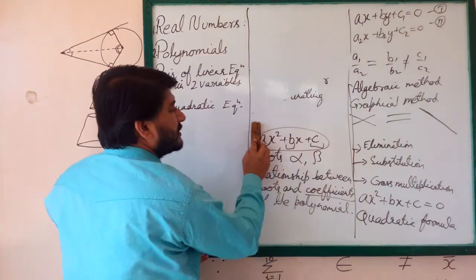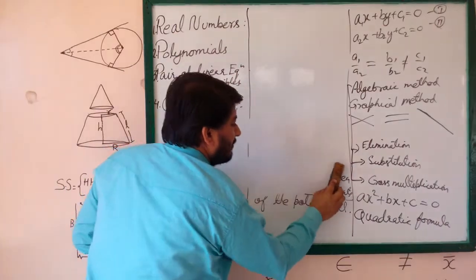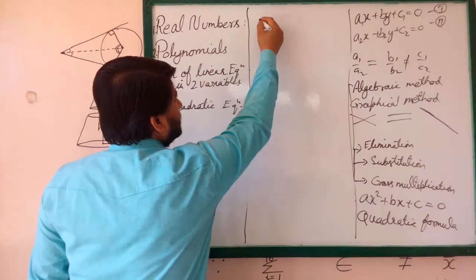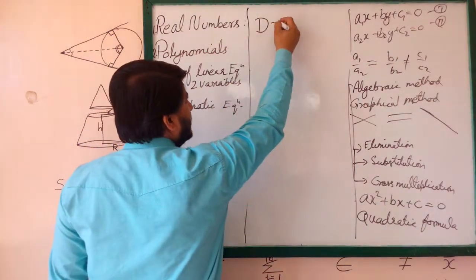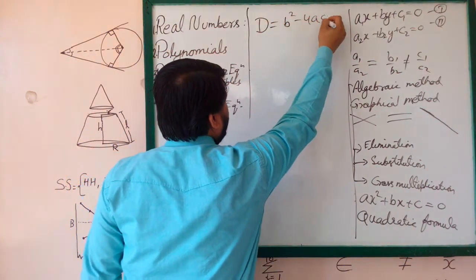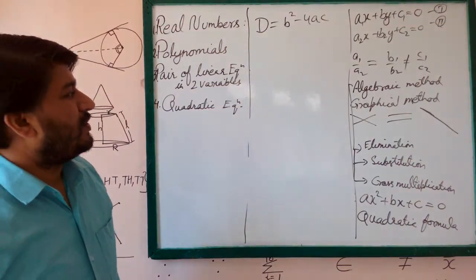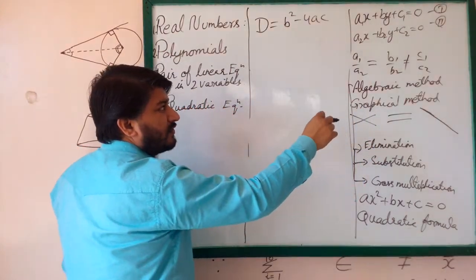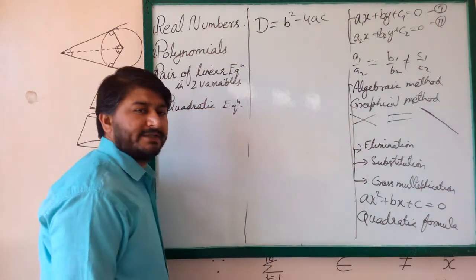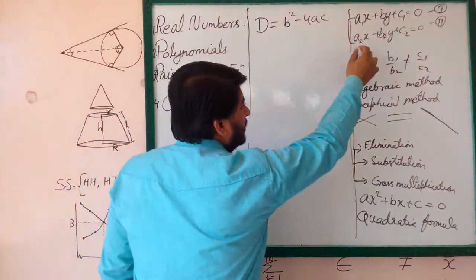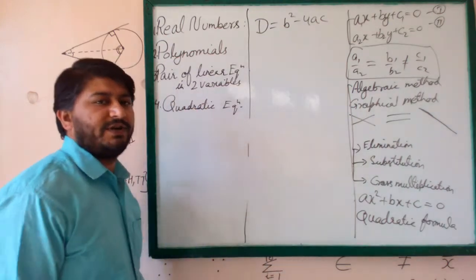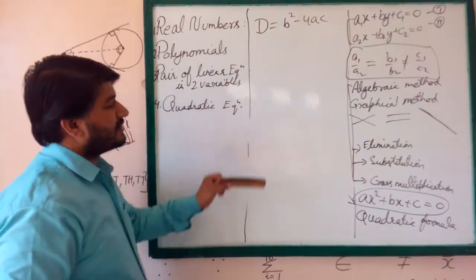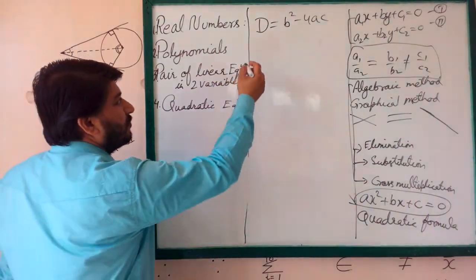You can find the nature of roots of this quadratic equation by finding one value which is known as the discriminant of the equation, denoted by D. This discriminant is equal to b square minus 4ac. After finding this value D, you can tell the nature of the roots. In the third chapter, we also dealt with the nature of the roots of a pair of linear equations in two variables by finding the relation between the coefficients. But here, for this quadratic polynomial, it's D, which is b square minus 4ac, and you will find the nature of roots depending on D.